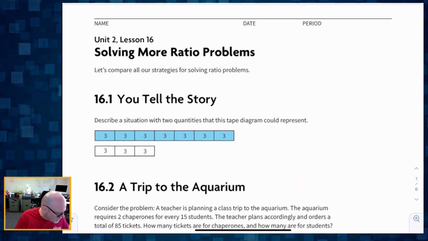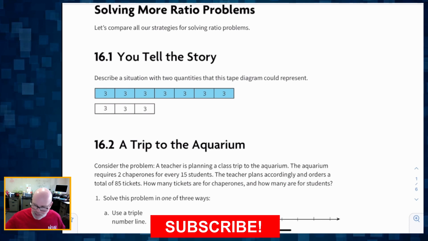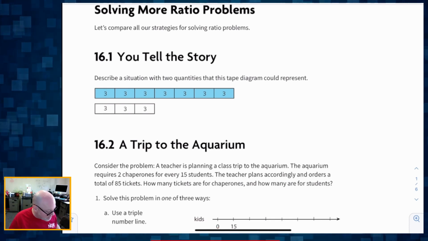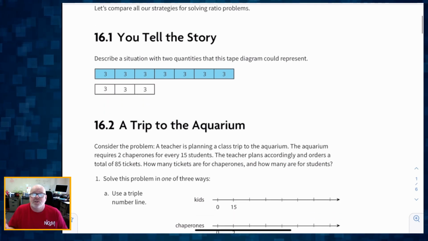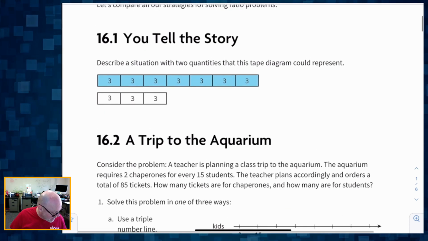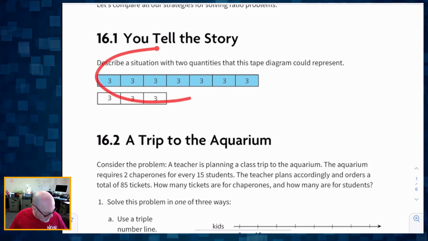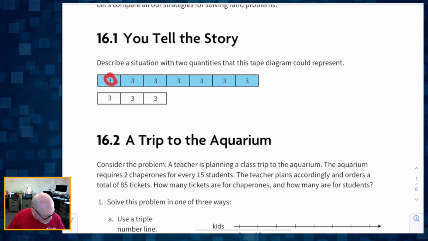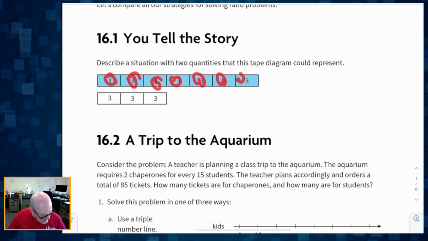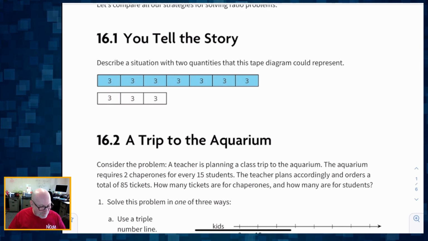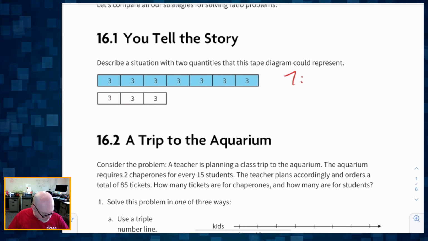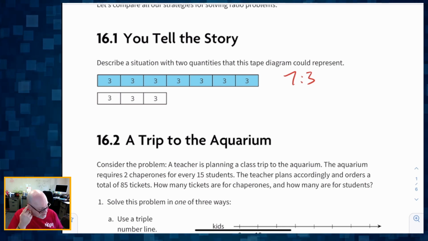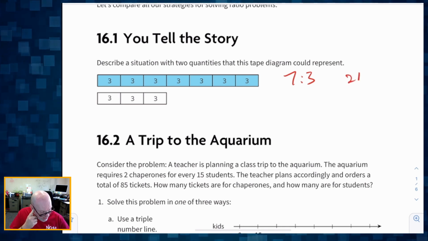All right, so we're going to start with a nice warm-up problem here. The warm-up problem is talking about you tell the story. It says describe a situation with two quantities that this tape diagram could represent. So the idea is we have 1, 2, 3, 4, 5, 6, 7 to 3. So we have a ratio of 7 to 3. But each of those units represents 3, so that's really 21 to 9.